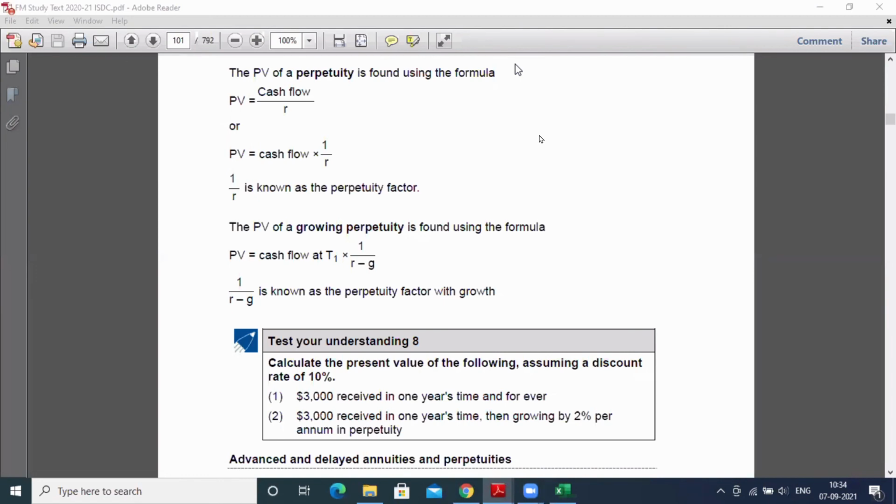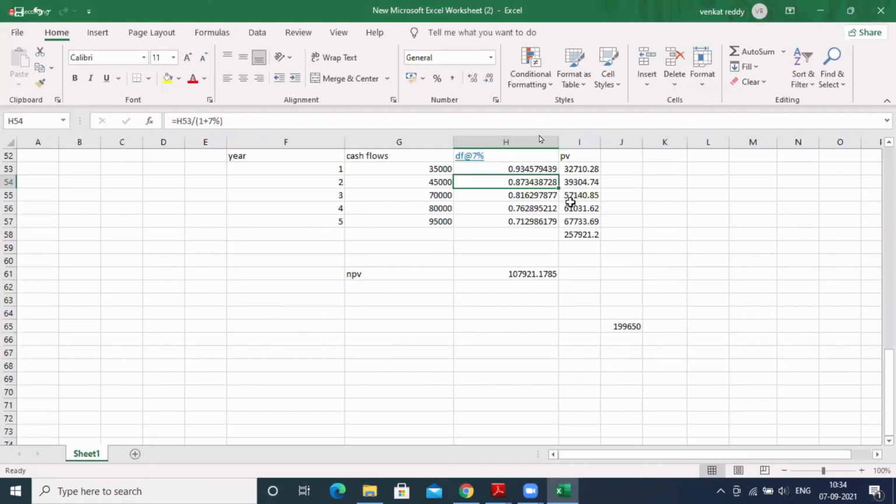So whatever future expected cash inflows there are, I need to convert all of them into present value. How can I convert into present value? By using the discount factor. Here you can see 0.9345 at the rate of 7%. The future value of 1 rupee is equal to 0.93 in present terms. Like this, I will calculate the discount factor for all 5 years, and then we will get the present value of the future cash flows.